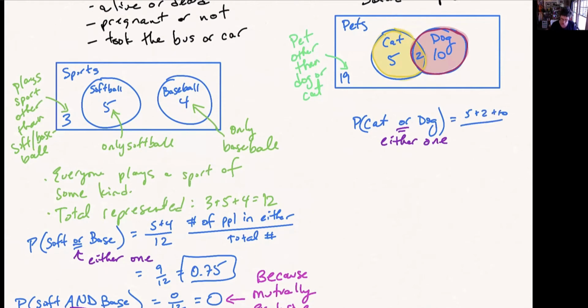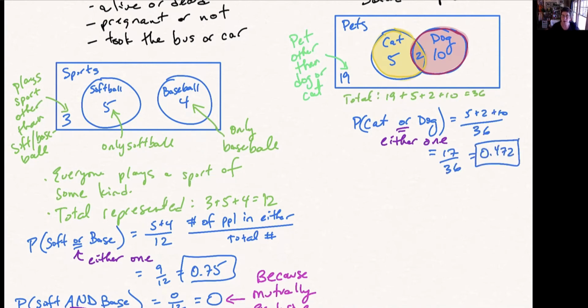We haven't figured out the total yet, but we can figure that out real quick. That's going to be every number included: 19 plus 5 plus 2 plus 10. So that's 17 plus 19. That's 36. So my probability of owning a dog or a cat is 5 plus 2 plus 10 all over 36. So that's 17 out of 36, which when we figure out that fraction, is 0.472.